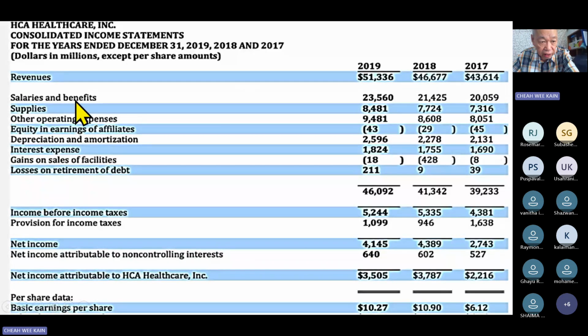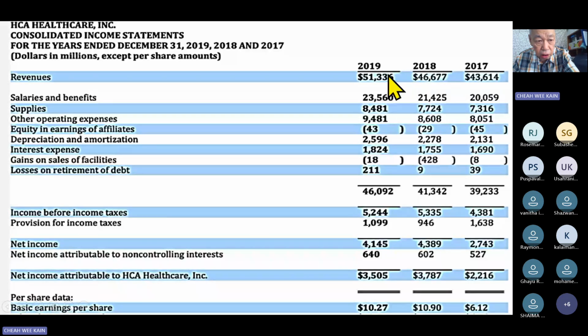So you pay for salary, supply, operating, depreciation, interest expense, gain or loss, whatever it is. Loss on retirement, and the total is so much. Okay, this is the total expense. So this revenue minus this expense, we call this the income before income tax. Is it higher? No, it's getting better. No, getting better, then slightly off. Why is it slightly off?